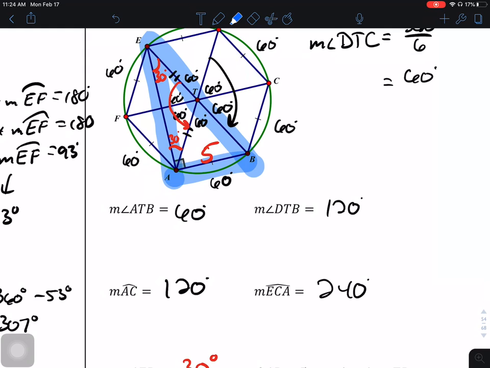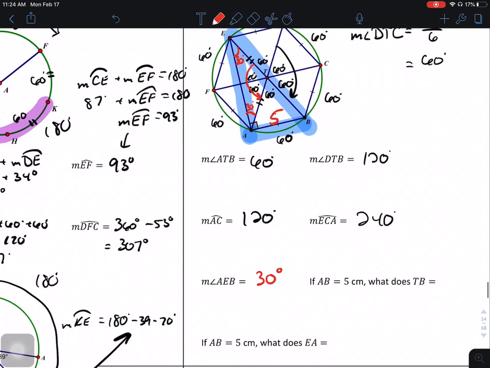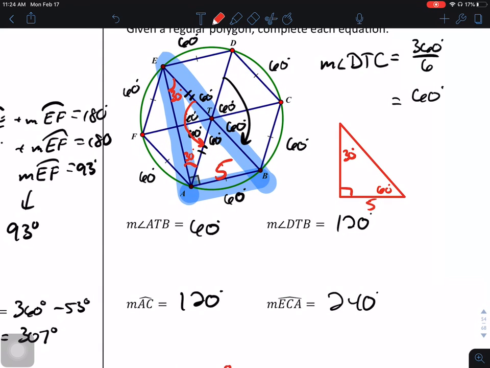Let's focus on this triangle, this big blue one. Do you see what kind of triangle we have here? I'm just going to rewrite it, this triangle. We have a 90 and a 30. That must mean this is 60. And a 30, 60, 90, whatever's opposite 30, opposite 90 is twice that. That makes that 10. So this diameter here is 10, which makes the radius half of that, which is 5.